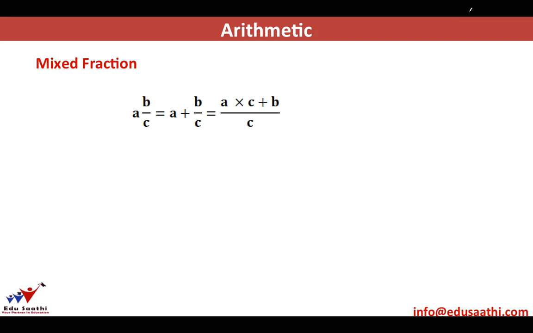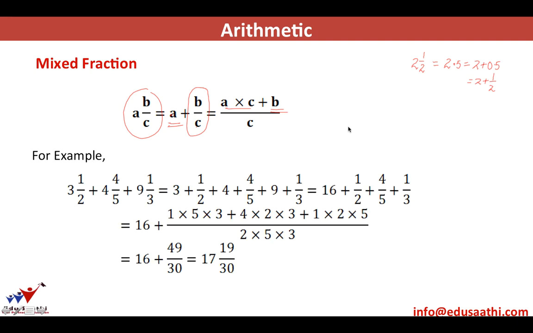Let's look at the concept of mixed fractions now. A mixed fraction means I have a number like 2 1 by 2. It can also be written as 2.5 or 2 plus 0.5 or 2 plus 1 by 2. So A B by C can be written as A plus B by C. The same can also be written by taking C as the denominator: A into C plus B, over C. So I can write it in any form depending upon what is required of me in the question.